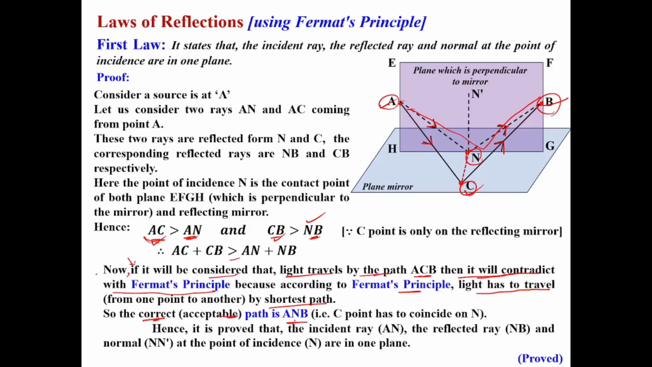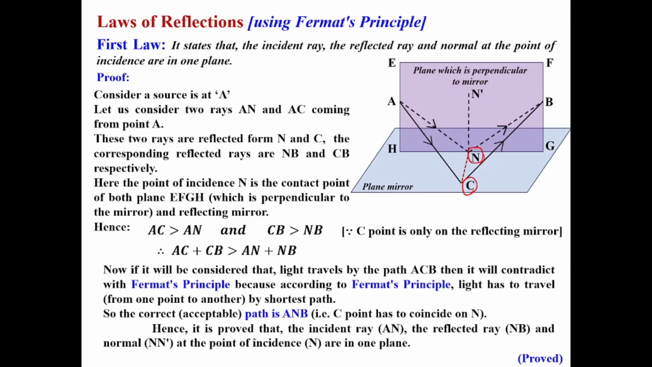So if we accept that ANB is the correct path, then point C has to coincide with N. Here, what we considered was another point C on the surface of the mirror, and we considered ACB a possible path. No, it is not possible according to Fermat's principle. So point C has to coincide with N.